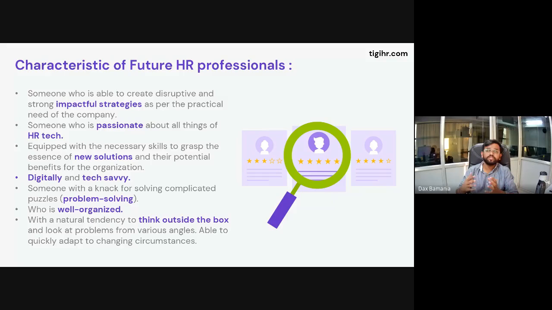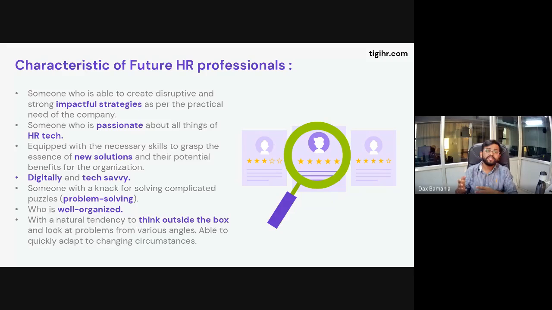So we need to be like solution makers. We need to be the ones who have the solution to the major issues of the organization and the major issues of the manpower field, right? Then digital and tech savvy. We need to be digital and tech savvy, the characteristic of the future HR. Then we need to focus on problem solving skills as well. We need to focus on this compulsorily.